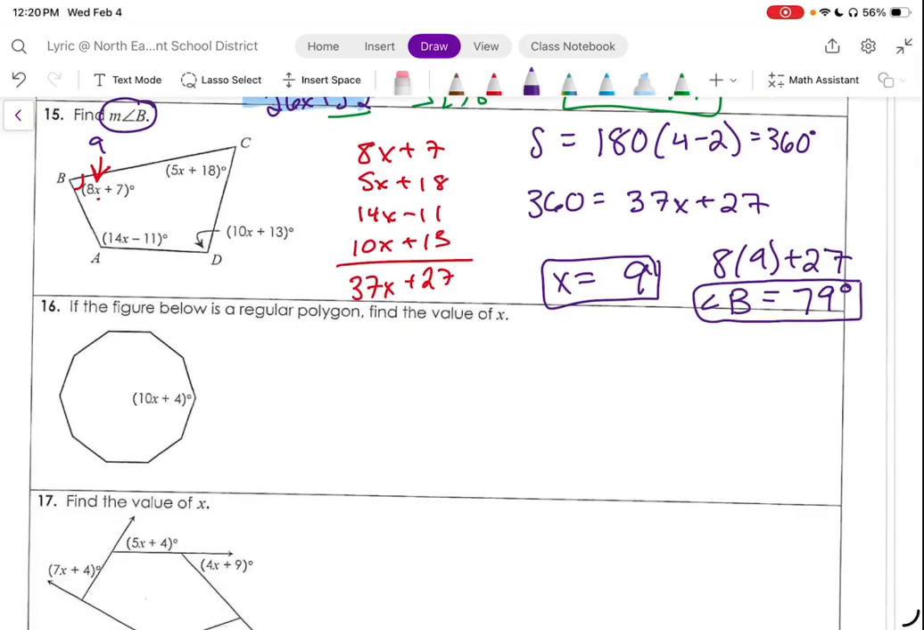All right, number 16. If the figure below is a regular polygon, find the value of x. All right, so it tells us it's regular. We always need to know how many sides it has. So 1, 2, 3, 4, 5, 6, 7, 8, 9, 10. So our n is 10.